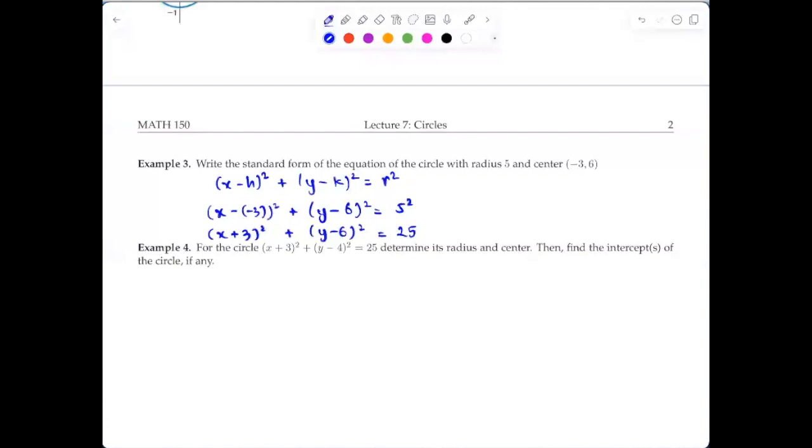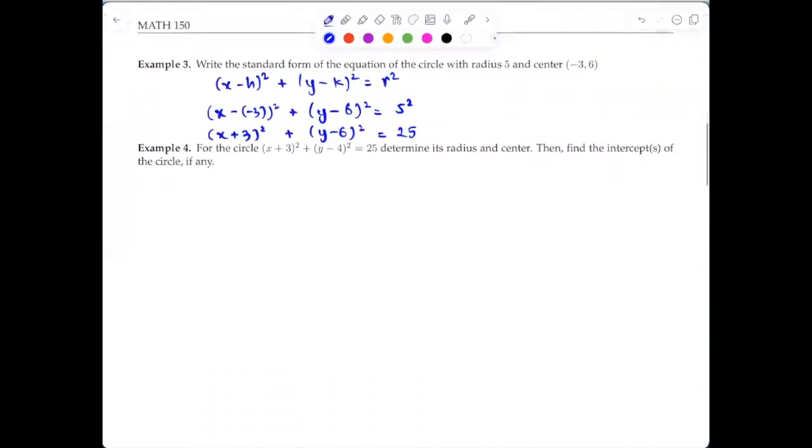All right. So this information tells you this is the equation of a circle, right? You are working with the circle center at negative 3, 6, and with the radius 5. Good? All right. Now, in the next example, you are given the equation of a circle in standard form.